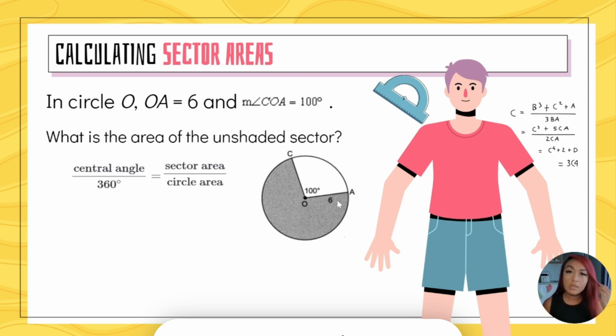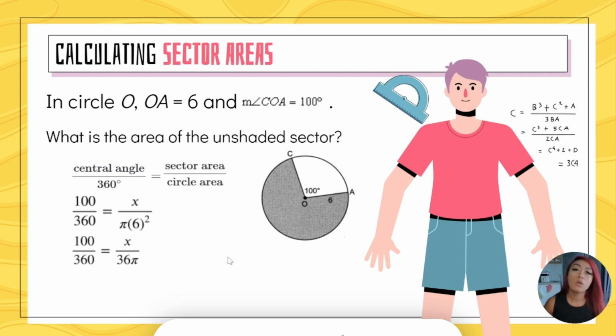So we'll substitute into our formula. We'll put 100 over 360 equals x, right? The area we're trying to find, over the circle area, which is pi r squared, and we just substituted 6 for r.